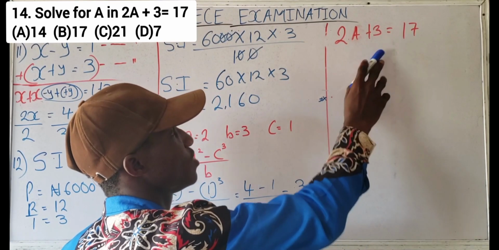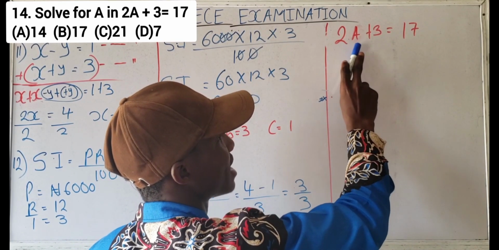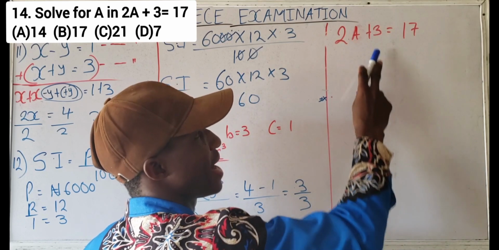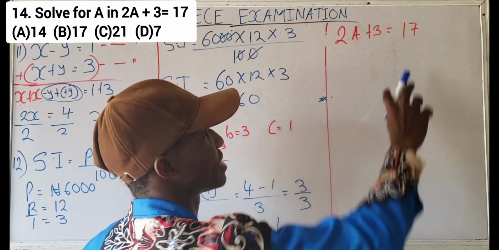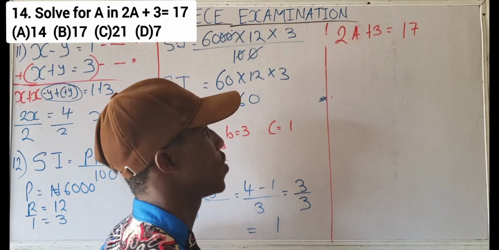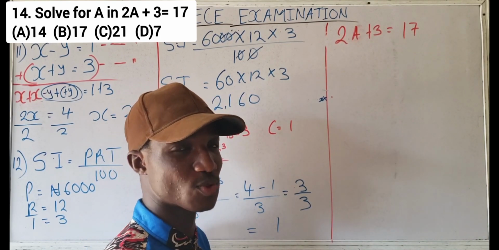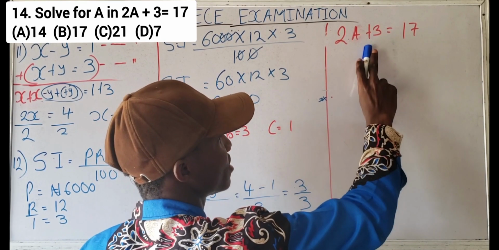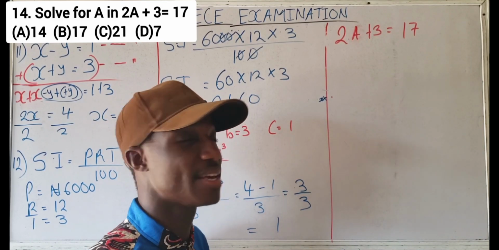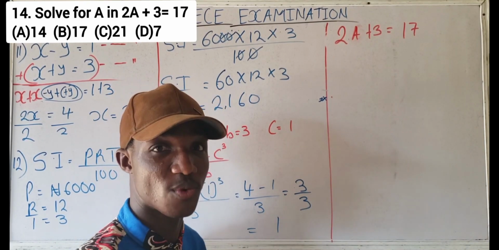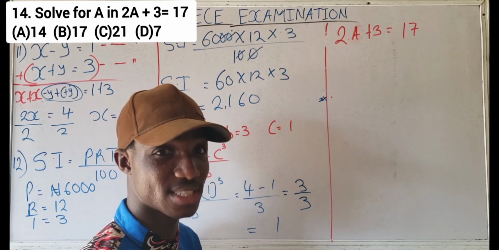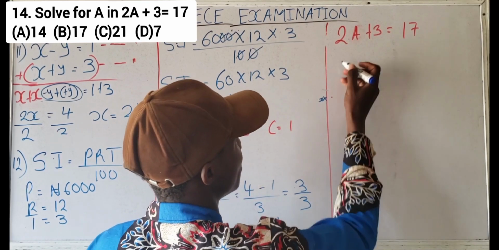You can see that in this equation here, 2 is attached to A, and 3 doesn't have any A. Likewise, 17 doesn't have any A. You understand? So, the like terms in this equation are 3 and 17. So, you have to collect them together. How do you do that? Take this 3, cross the equals sign. Now, because it is positive before, that means that 3 is going to have a negative sign. This is what I mean.